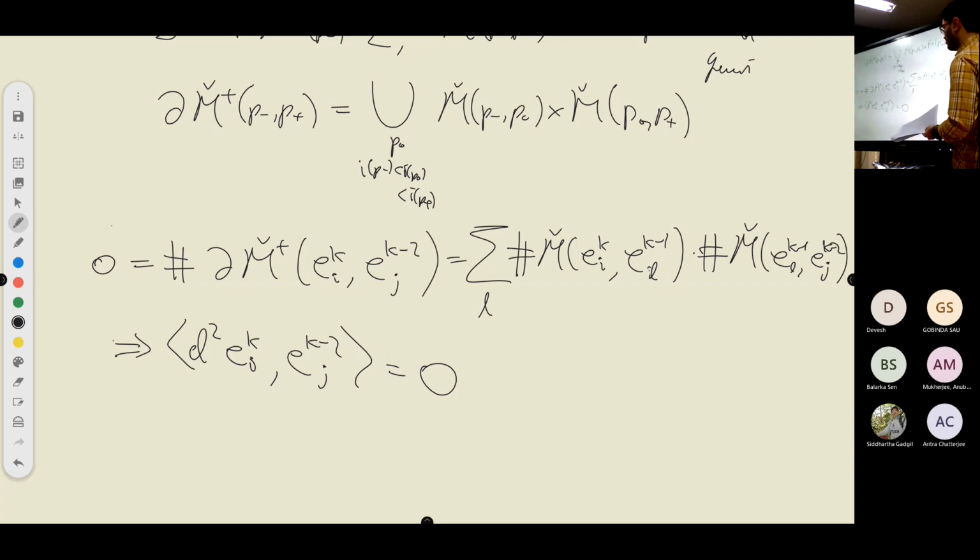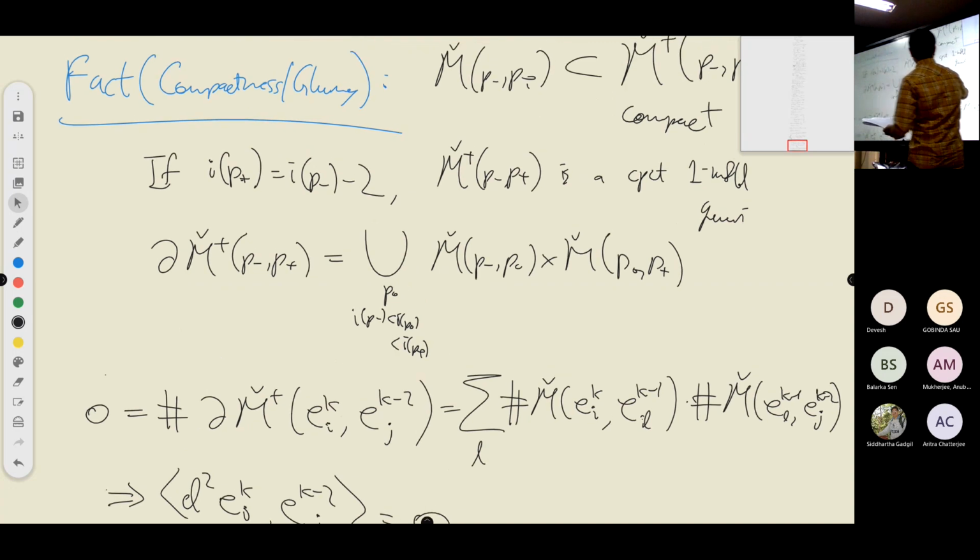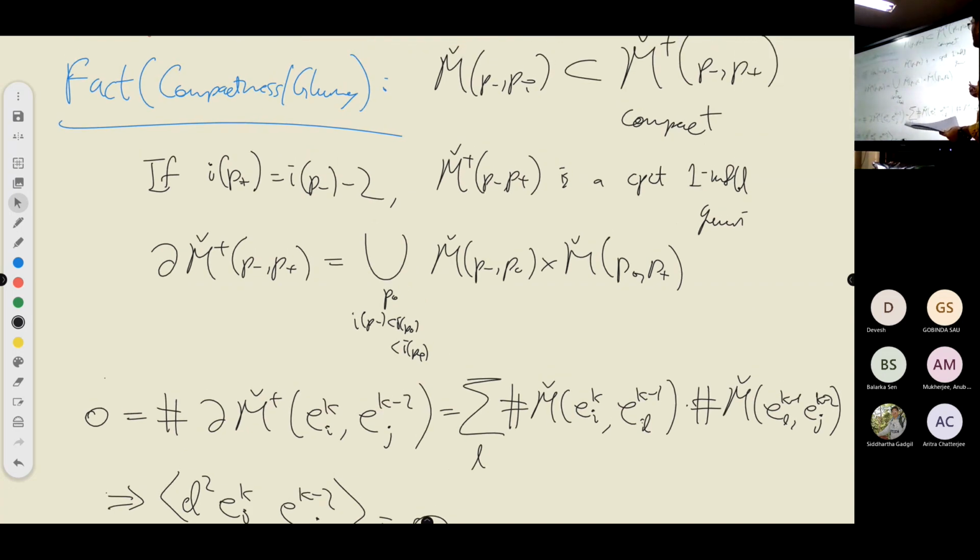And since all the earlier part of the formalism is supposed to go over to infinite dimensions, this now puts the proof of d squared equals zero on this property of compactness and gluing. So in the infinite dimensional story, what we need to care about is, okay, we have these moduli spaces. Can we ensure they're compact? Can we ensure that in this specific case, when the expected dimension is plus one, it can be compactified to a one manifold with boundary?